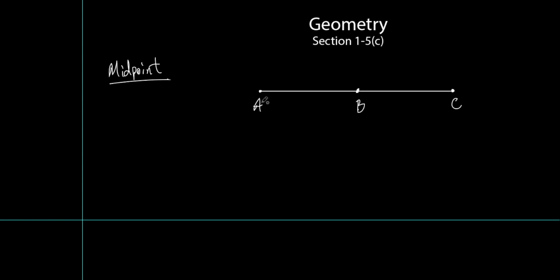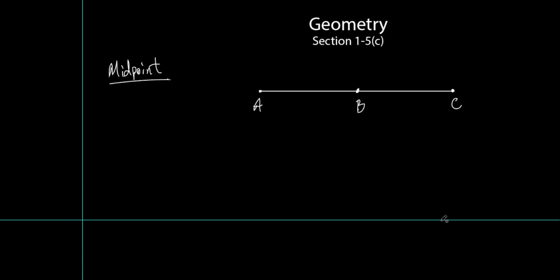What do you think might possibly be true about line segment AB and line segment BC? If I took a ruler and put it up there, what does it look like AB and BC are? It looks like they're the same, doesn't it? It looks like they're equal to each other.